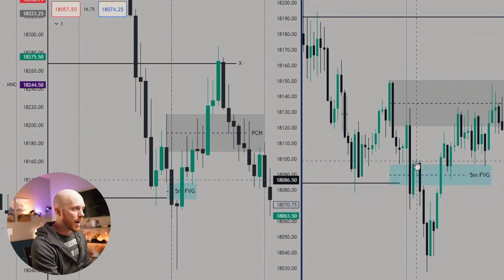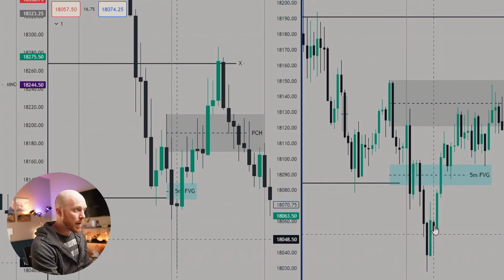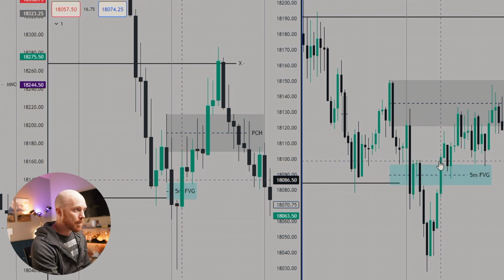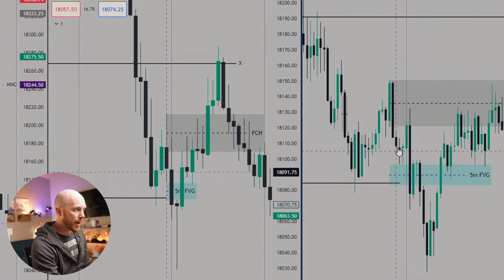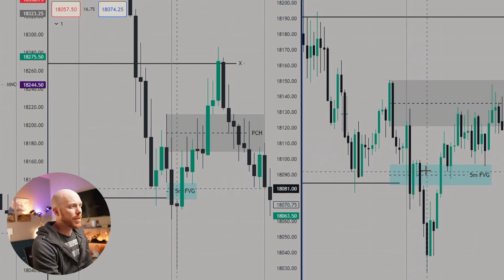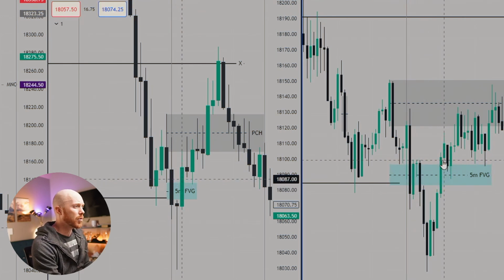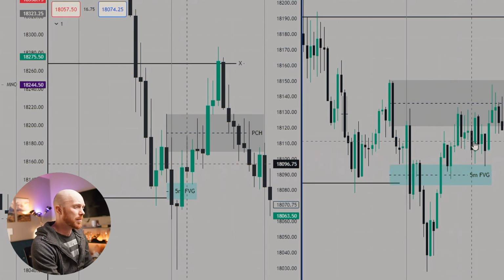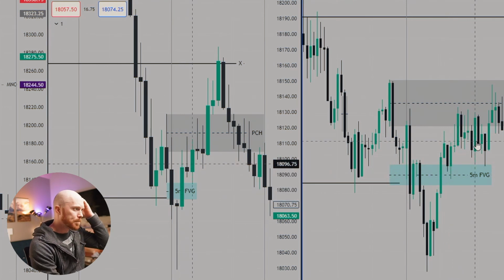So we have this low, high, lower low, and then we break through it. This is the idea. The problem is there is no fair value gap right here. And I'm like, oh, this looks so good. This feels so good. It's a 5-minute where we bounced off this. I'm like, oh, this looks so good.